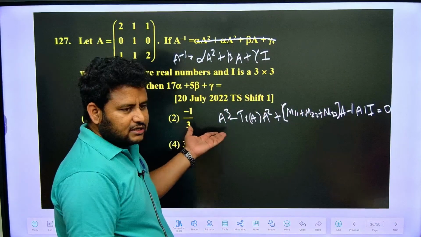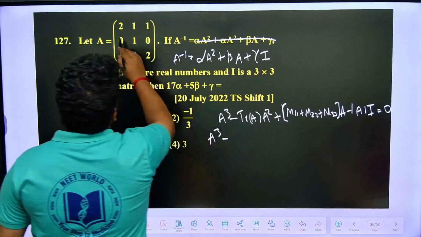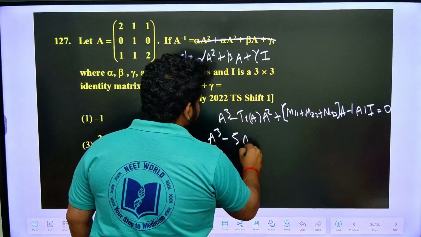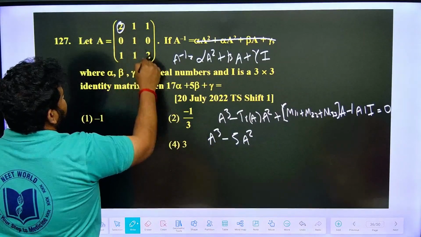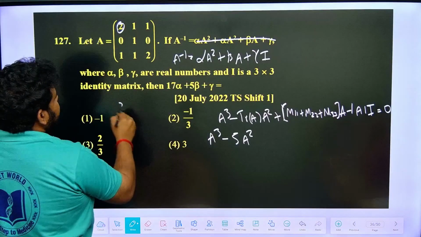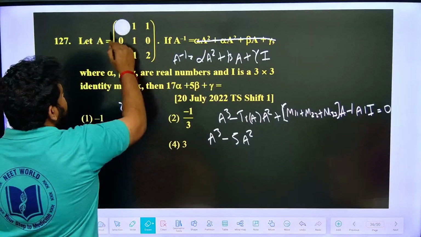First we will find out the characteristic equation. A cube minus trace of A, which is 5, into A square minus the minor of this one. Minor of this one is 1 into 2, which is 2. Okay, I will write here 2.